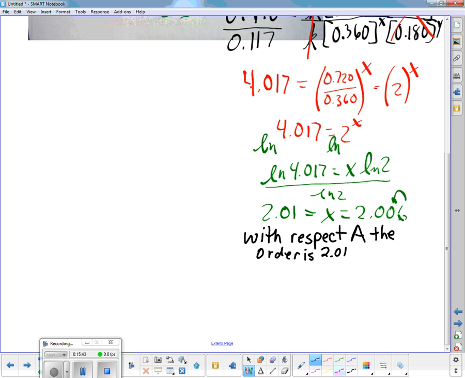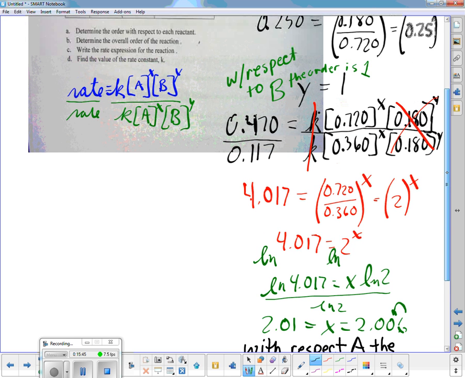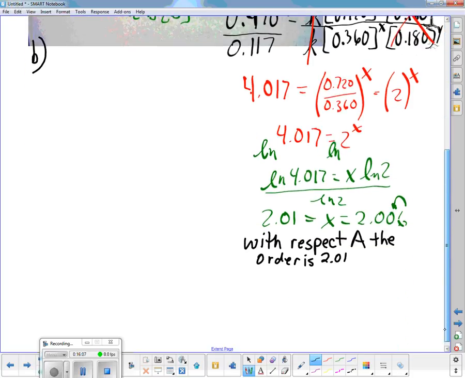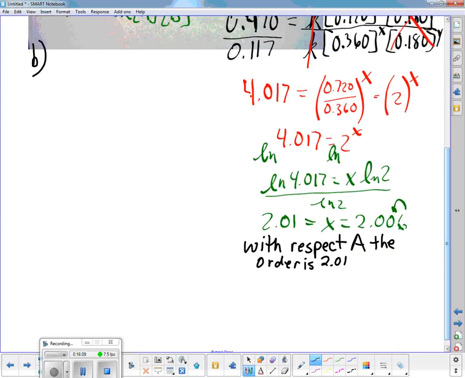Okay, so then it asks us what? The overall order. How do we get the overall order? So this was all A that we did over here. So over here I'm going to do B. The next part really doesn't take that much space. All I have to do is go overall order equals 1 plus 2.01, which is 3.01.